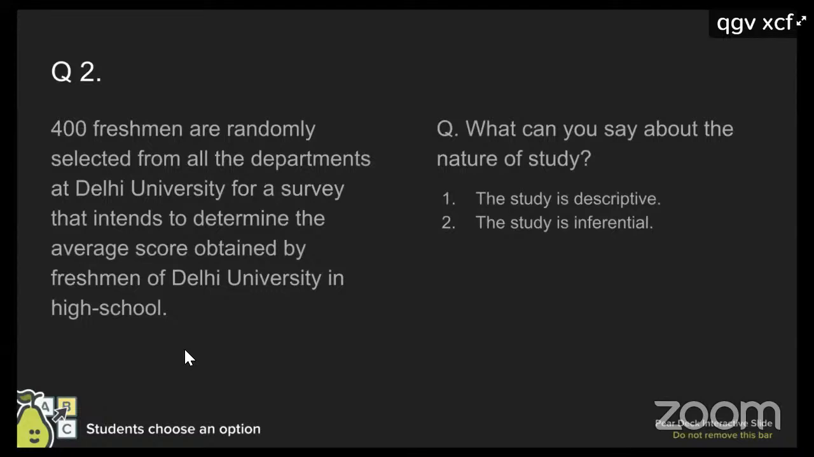Okay. This is the question where you have been asked about the nature of the study. So read the question carefully and attempt this one.